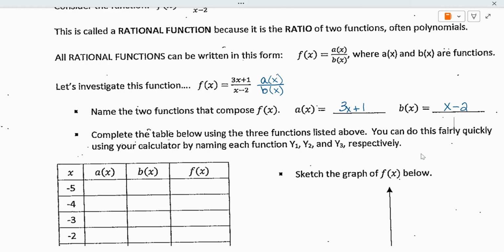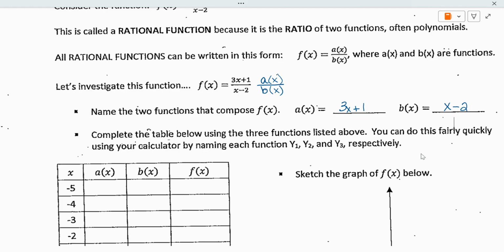Now I want to look at my table of values. I forgot how to do that. Who can help me? Second graph. The fraction: parenthesis 3x plus 1, close your parenthesis, divided by parenthesis x minus 2, close your parenthesis. Oh, you can put fractions in there. Yeah, I know you can. It's just easier to use parentheses, I promise.